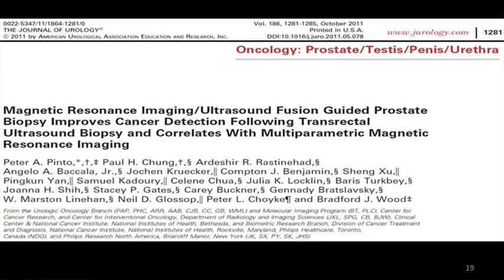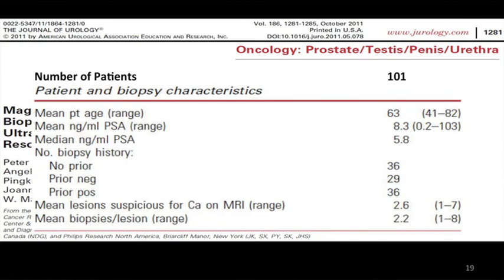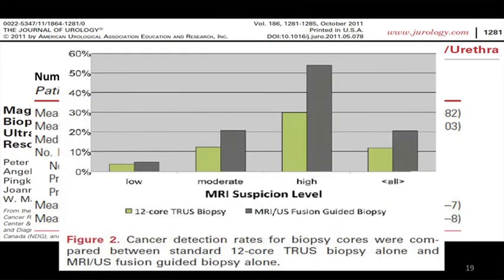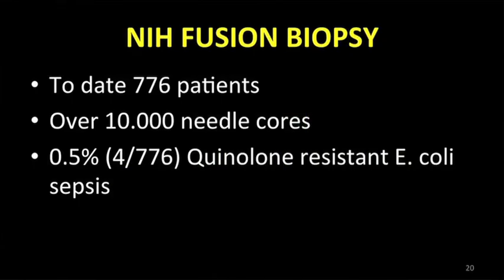So this system has been validated, and this is the first publication that we got from this system, written by Dr. Pinto, and this is the result of the first 100 patients. And here you can see this is the low, moderate, and high suspicion level for each lesion on MRI. And we have seen a significant increase in the yield of the targeted biopsies when you compare with the random biopsies. The fusion platform developed by NCI and Philips was tested in over 700 patients, which is corresponding to 10,000 needle cores, and we use it routinely, like 10 times a week.